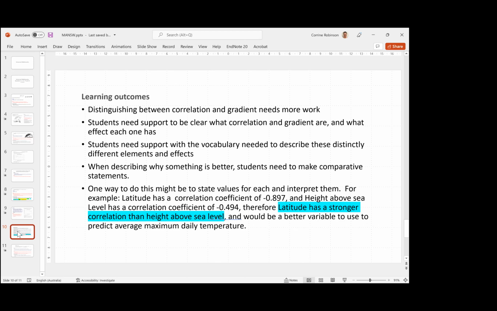Now, the marking kit from NISA will have something a little bit simpler or more succinct. What I wanted to highlight here in terms of our learning outcomes is that there's a clear comparison: latitude has a stronger correlation than height above sea level. There's a variety of ways that you could do that, but we really want to compare, and that comparison is what's going to help us justify our decision.